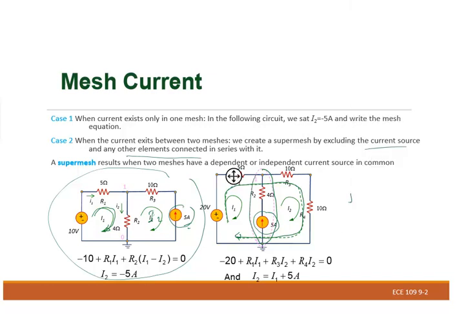I2 minus I1 will be equal to 5. I2 you can see going this way, I1 is going this way. Here we can write that one. So this is one equation.